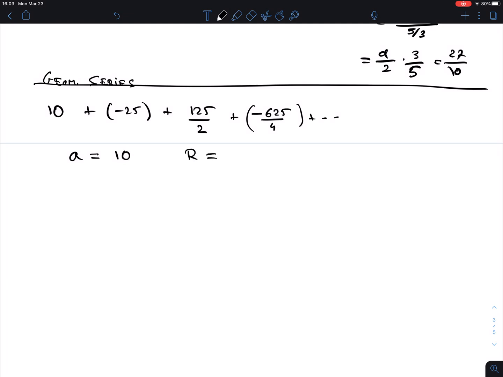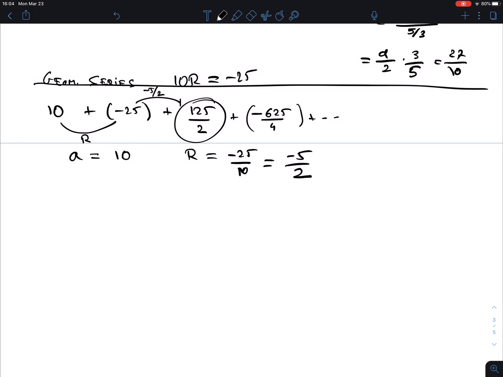As I said, if it's a geometric series, then to calculate R, for instance from here to there, you see that 10R is equal to minus 25. And so I can solve for R, and I see that R is minus 25 divided by 10, which is minus 5/2. Just checking, this works. If I multiply this with minus 5 over 2, I get exactly this number, and so on.